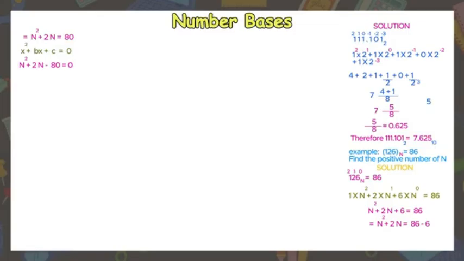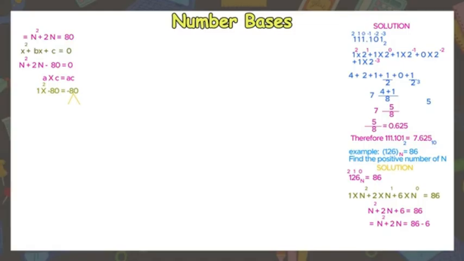You remember in factorization, we say a multiplied by c is equal to ac. What is our a here? The coefficient of this one, which is 1, multiplied by minus 80, the constant term, and that will give us minus 80. What do we do with this? We look for two factors of minus 80 that when you multiply will give us minus 80, and when you add will give us plus 2.